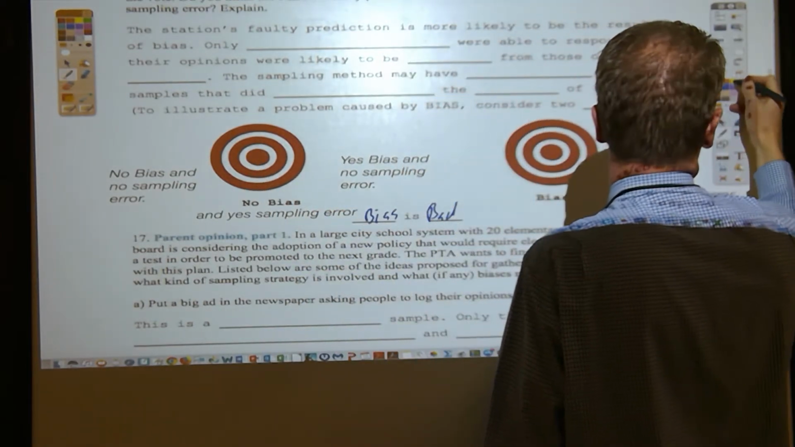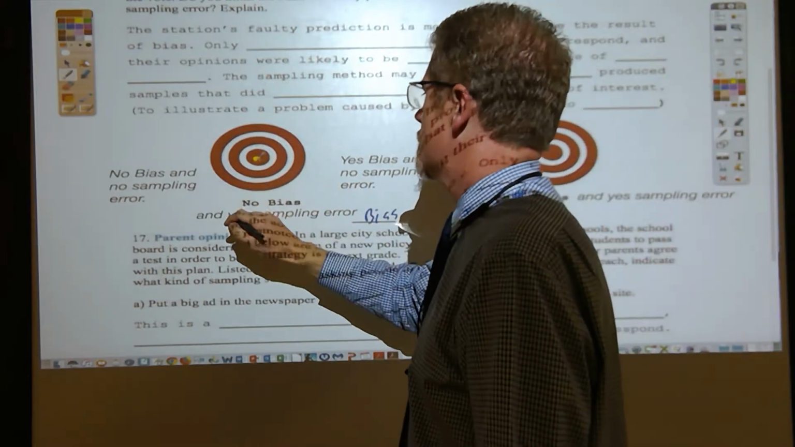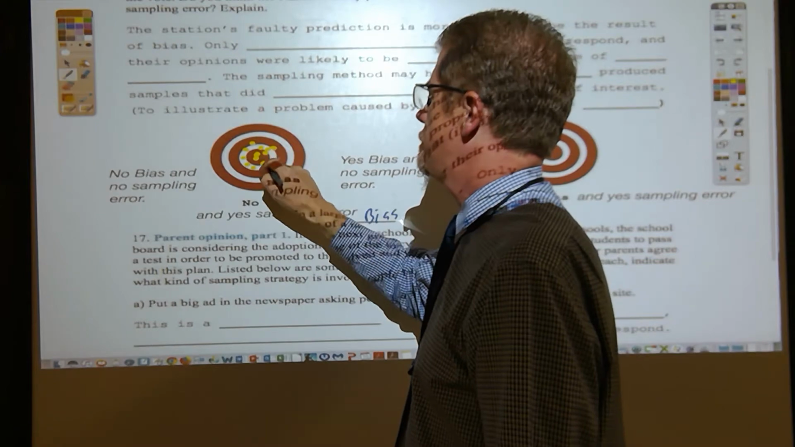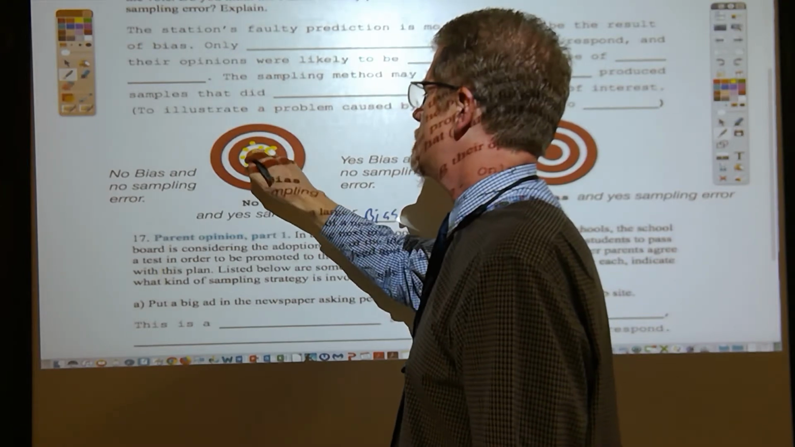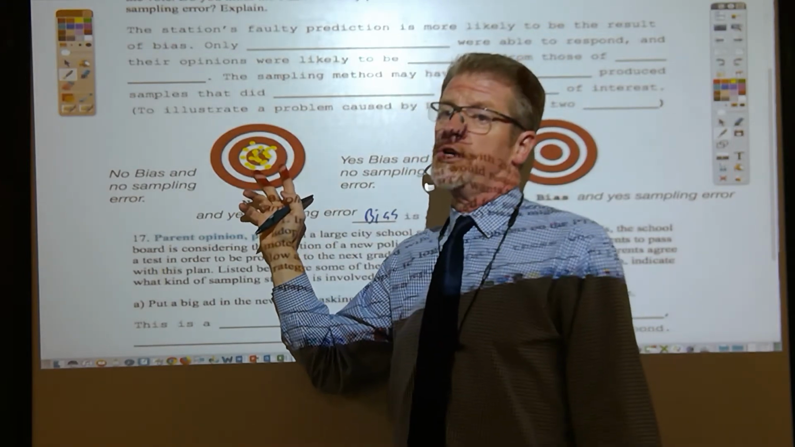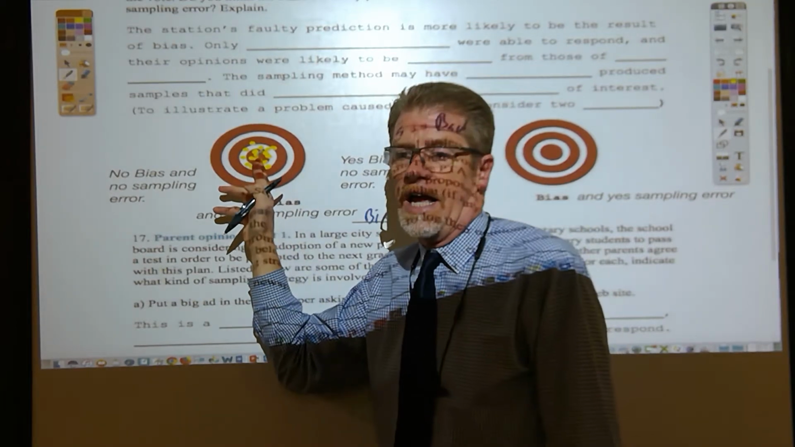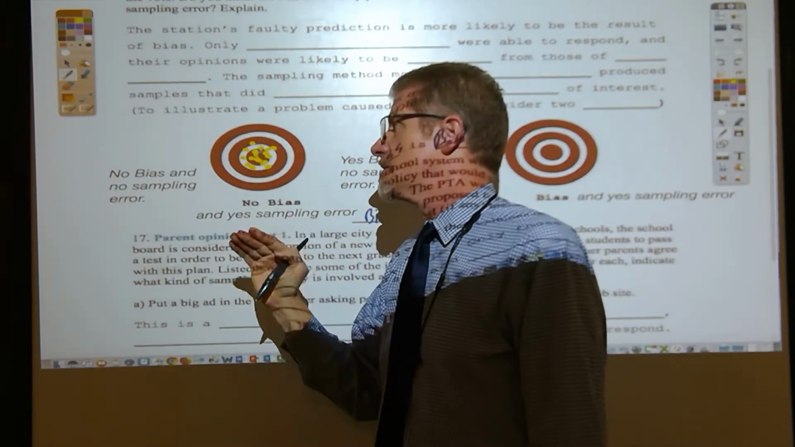I want to make these yellow so you can really see them. Sometimes you hit the target, sometimes not. But notice that the average of all of the arrows that you're shooting at the target is the bullseye. That means it's unbiased.